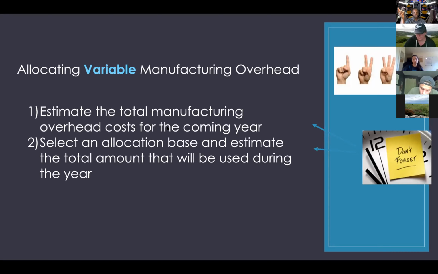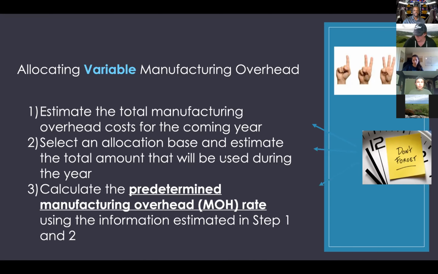In this class, the textbook only uses three types of cost drivers: direct labor hours, direct labor dollars, and machine hours. But there could be more cost drivers. You just base it off of whatever you think is the best driver of the overhead costs. And then the third step is we calculate our predetermined, in this case, variable manufacturing overhead rate, by taking step 1 and dividing it by step 2.